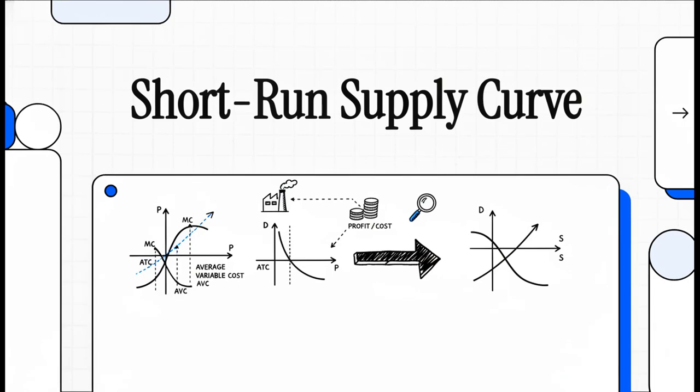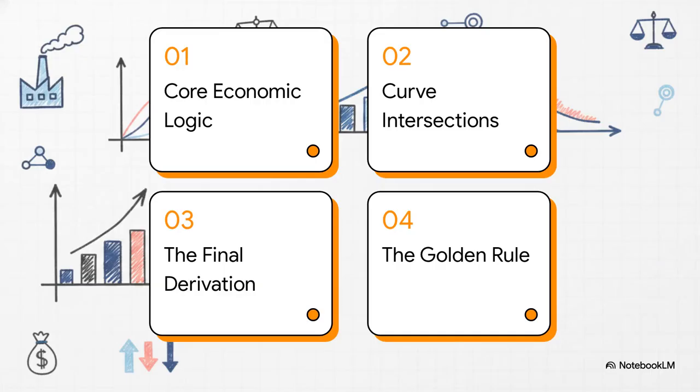Today, we're going to completely demystify a classic, major 6-mark economics proof, deriving the short-run supply curve under perfect competition. If you've ever stared at a complex, double-panel graph and felt totally overwhelmed, you are in the exact right place. Today, we're breaking down the precise behavior of a perfectly competitive firm and mapping out exactly how its supply curve is born. Here's our roadmap for today. We'll start with the core economic logic, move into the curve intersections, do the final derivation, and wrap it all up with the golden rule.